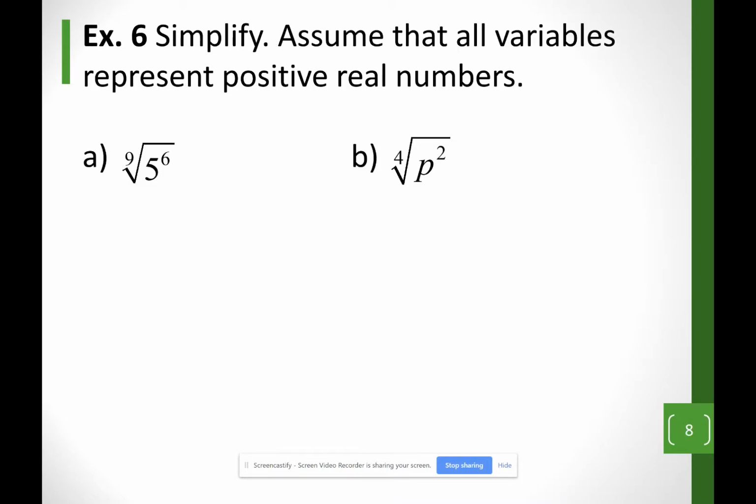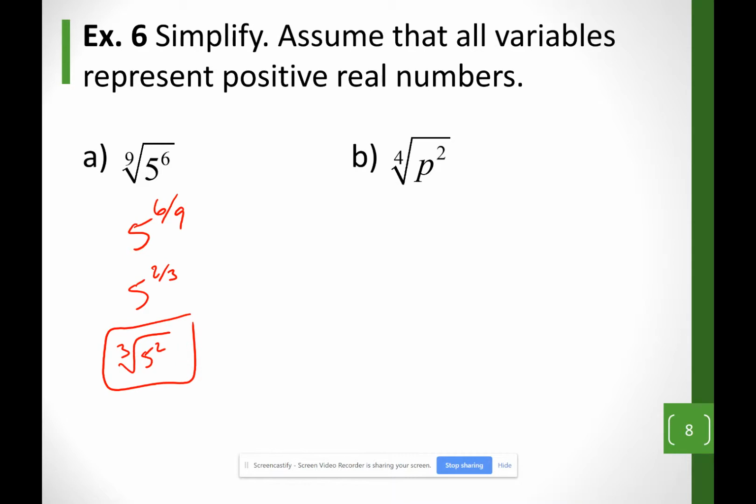Now simplify, I've assumed that all variables represent positive values. Now here, 6, I cannot split that as a number divisible by 9. So I'm going to write this first as exponents. I'm going to write this as 5 to the 6 over 9. Now 6 over 9 can be simplified. The fraction as 5 to the 2/3. So I'm going to do the cube root of 5 squared.